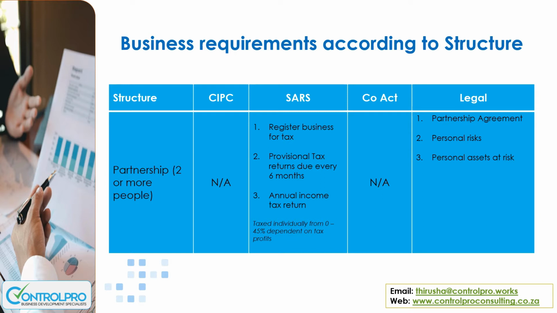Now, in a partnership, the individuals will be taxed in their personal capacities. So while one can monitor the activities of the trading organization on its own, when it comes to tax, you need to submit your individual tax returns. And because you are being taxed individually, your tax rate is also on a sliding scale between 0 and 45%, depending on the amount of taxable income you have.